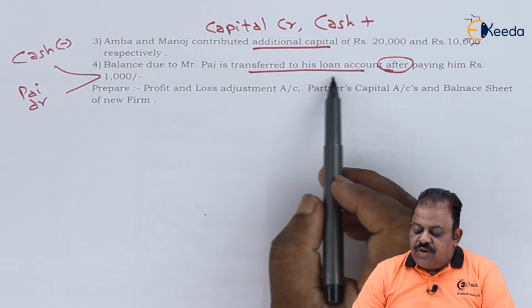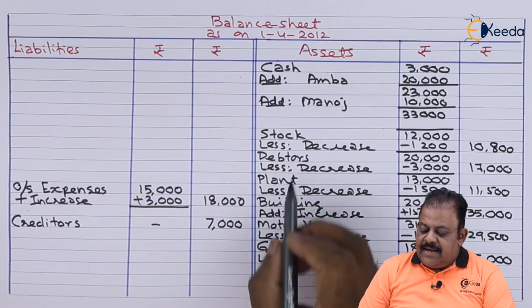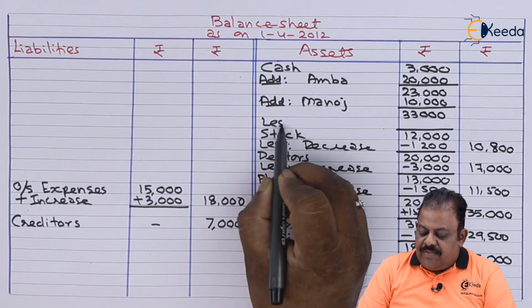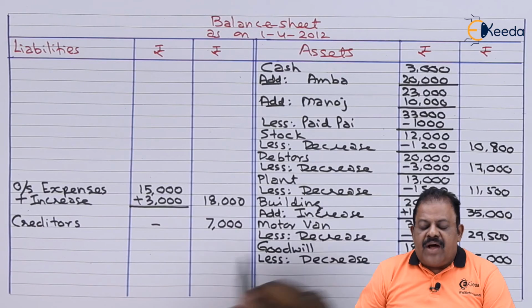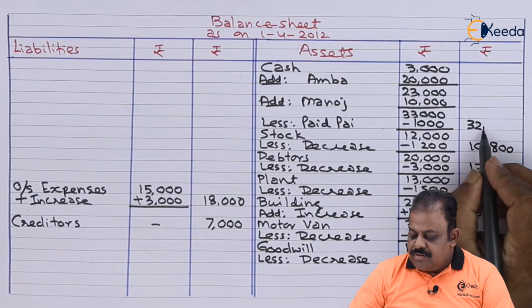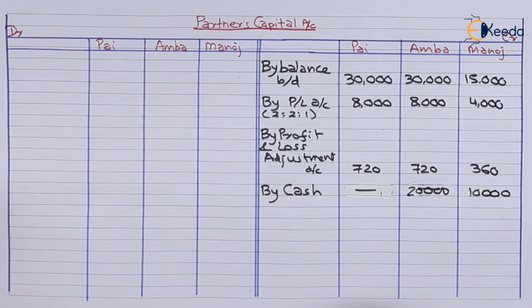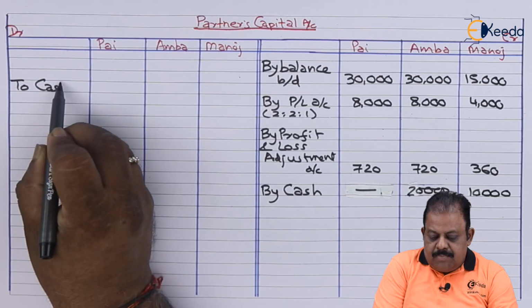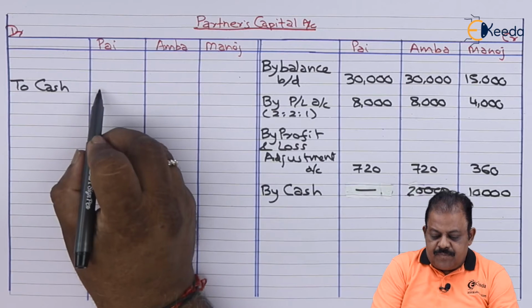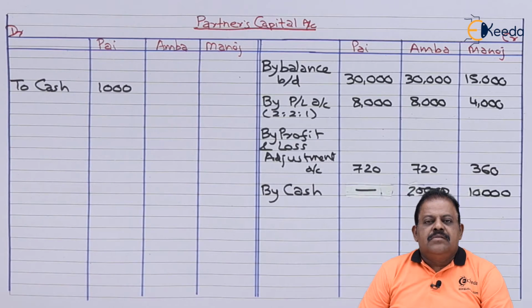Balance due to Pai is transferred to his loan account after paying him rupees 1,000. Asset side, from cash we'll have to deduct 1,000. Paid Pai 1,000. So it will be 32,000 closing balance of cash. Partners capital account debit, amount paid to Pai, cash 1,000. Now we can close partners capital account.